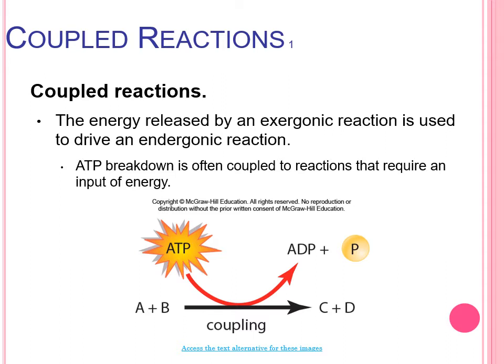The cell wants to couple reactions that cost energy with chemical reactions that are associated with having extra energy left over, and so these coupled reactions will go together so that the cell overall has a negative delta G.